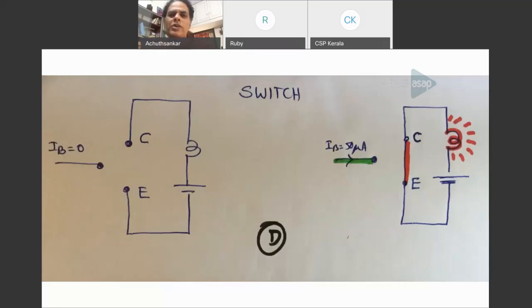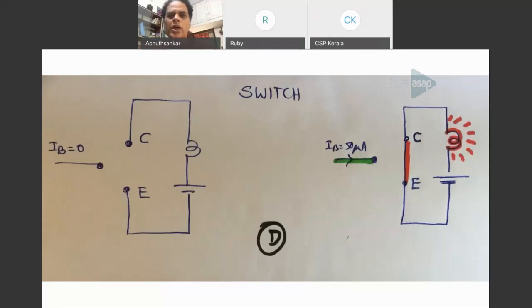You connect any circuit between collector and emitter, it will not work if there is no current in the base. The moment there is a current in the base, sufficient current in the base, then the collector and the emitter will close together like a short circuit. Then the circuit becomes full and the bulb becomes bright.